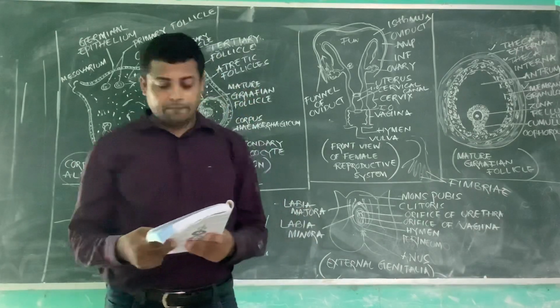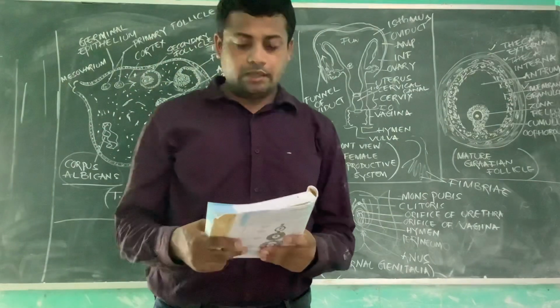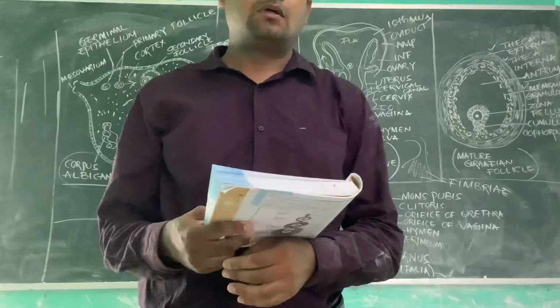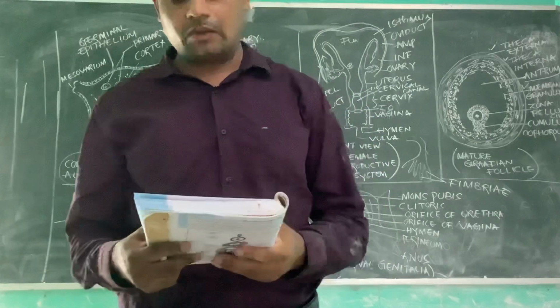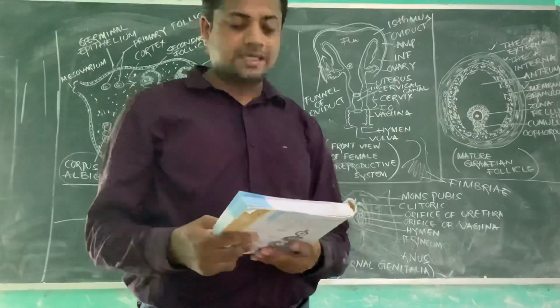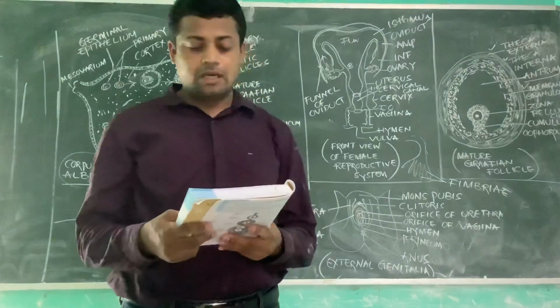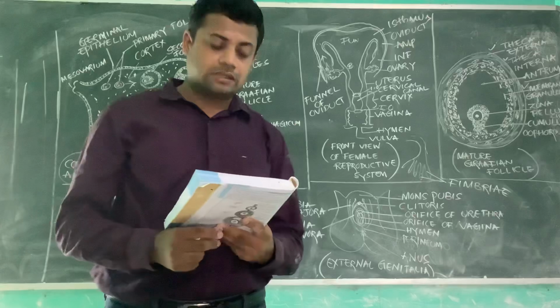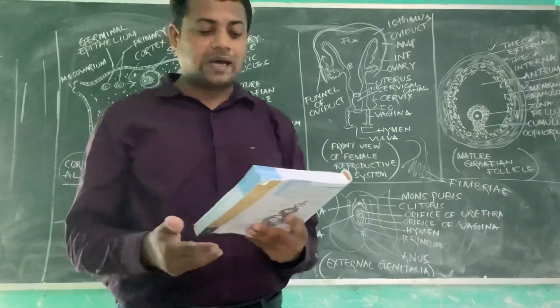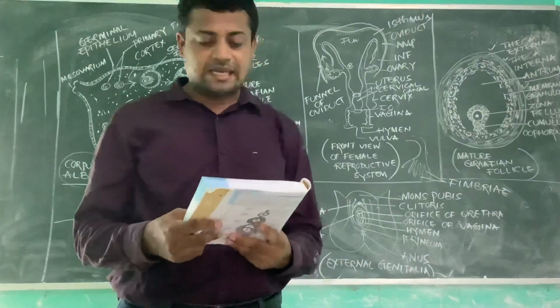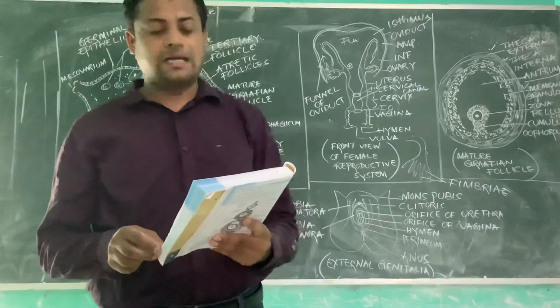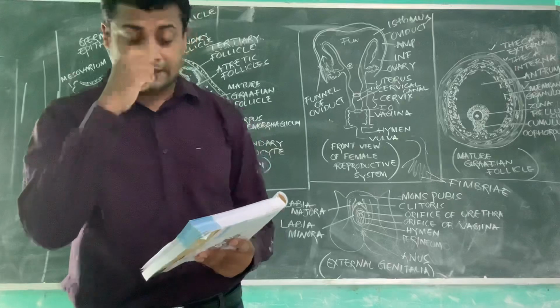Okay. The endometrium is highly vascular. The wall contains blood vessels, while the development of the embryo occurs within the uterus. The uterine wall supplies nutrients and oxygen to the growing embryo and removes carbon dioxide and waste materials from it.